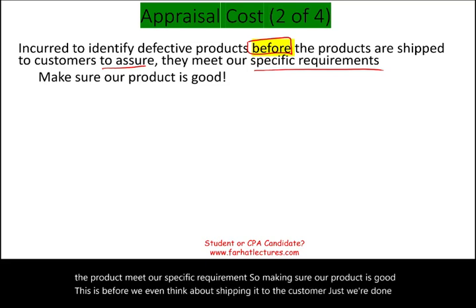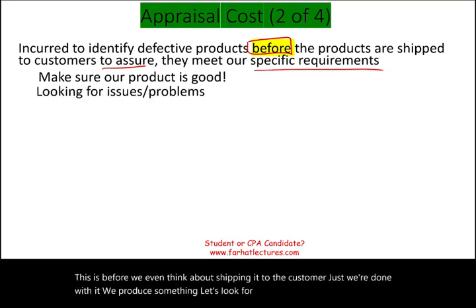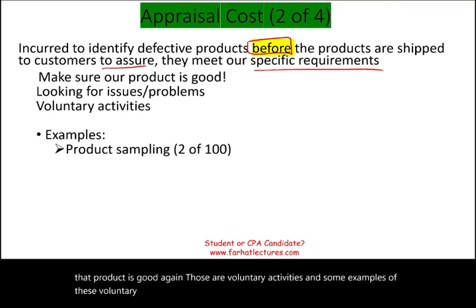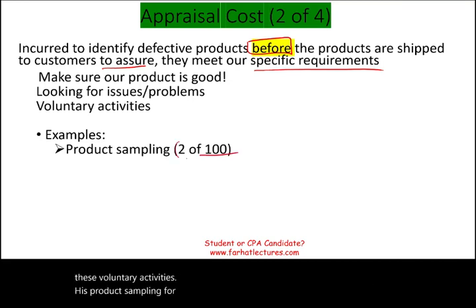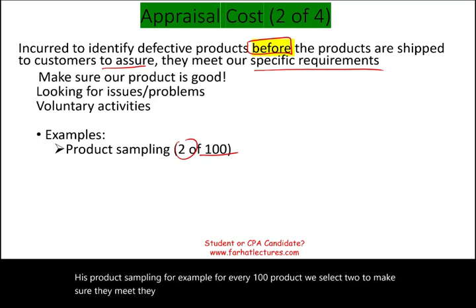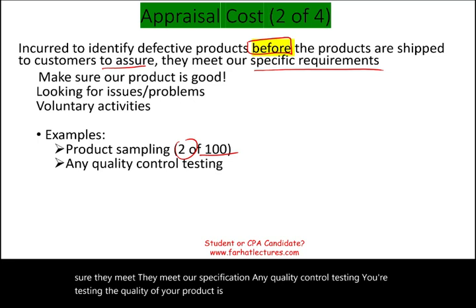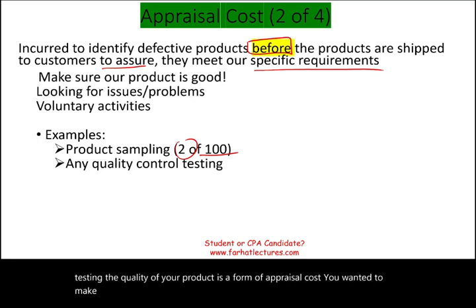We produce something. Let's look for issues or problems to see if that product is good. Again, those are voluntary activities. And some examples of these voluntary activities is product sampling. For example, for every 100 products, we select 2 to make sure they meet our specification. Any quality control testing, you're testing the quality of your product, is a form of appraisal cost. You want to make sure it's working properly.